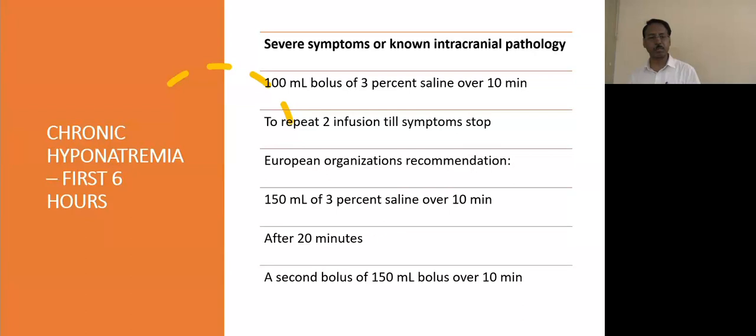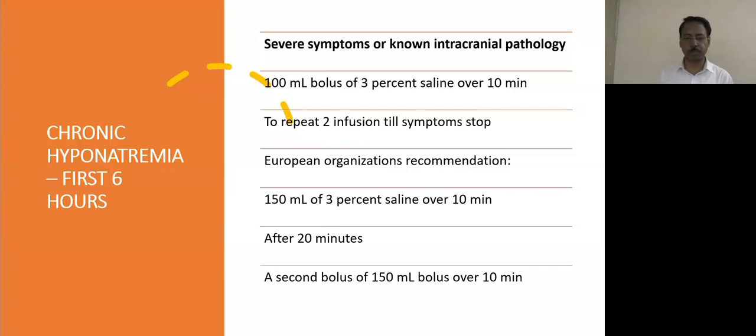If there are severe symptoms or known intracranial pathology, again, you'll see the recommendation is the same thing, right? You're giving 100 ml boluses of 3% saline over 10 minutes, and you can repeat 2 more times, a total of 3 times. Same recommendations. All that you're doing is choosing whom to give and where you go, right? The only dose that is different is 100 ml where they are symptomatic, severe, whereas in asymptomatic, you can give them 50 ml.